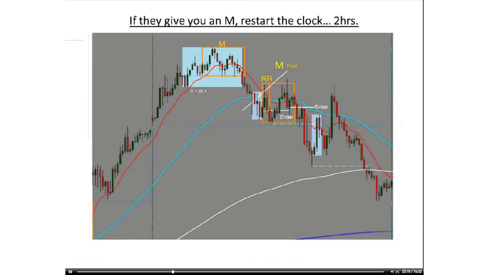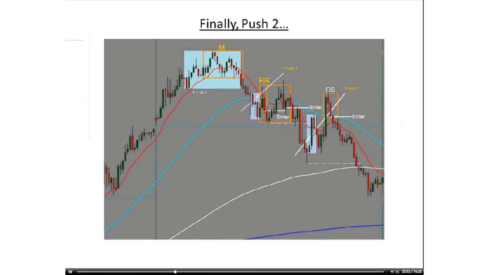So let's say you said, that looks like an M. Here's my first leg, railroad tracks. It comes back. And then here's some sort of a non-nameable pattern, but it closed below 13. Take another position. Okay? So if they give you an M, you restart the clock, the 2 hours clock. And sure enough, it gives you profit. Right? It did a pullback again. Now you have a nameable pattern.